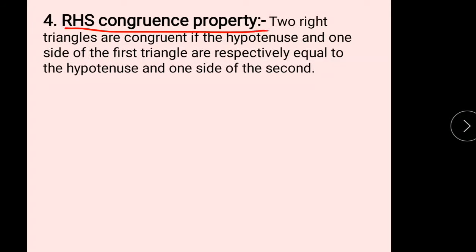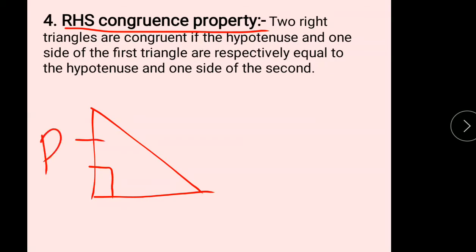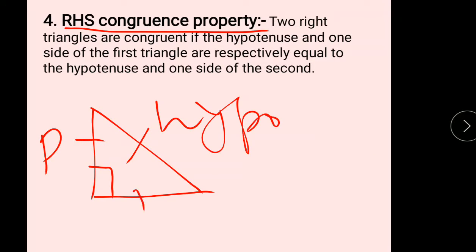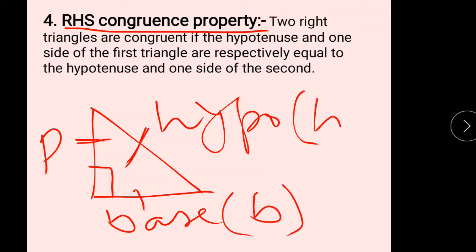RHS stands for right angle, hypotenuse, side. Basically this type of triangle looks like this. In our Pythagoras property you have dealt with this: this is called the height or the perpendicular, for which we used the symbol P. This is the hypotenuse, and the last one is the base, which was denoted by B, and the hypotenuse was denoted by H, right?